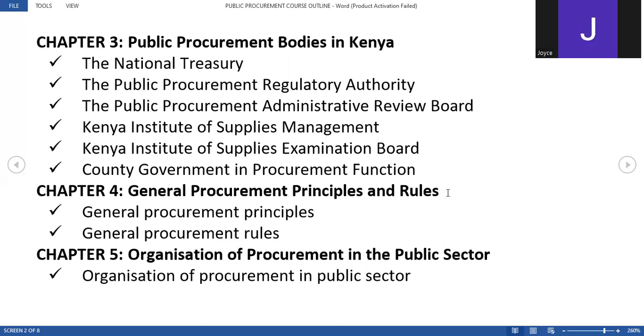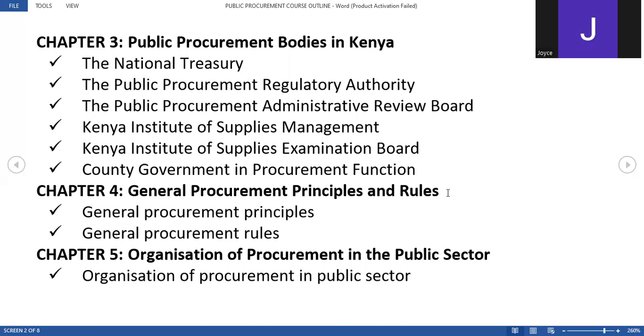Then we have the Kenya Institute of Supplies Management. And here we are talking about the body corporate which supports the practitioners in terms of registration, in terms of training, and other issues. And within the Kenya Institute of Supplies Management, we have the Kenya Institute of Supplies Examination Board. And this is the board that helps in ensuring that people are able to be assessed and given certification so that they become practitioners. And that is what exactly you are doing right now. Then we shall also look at county governments in the procurement function.